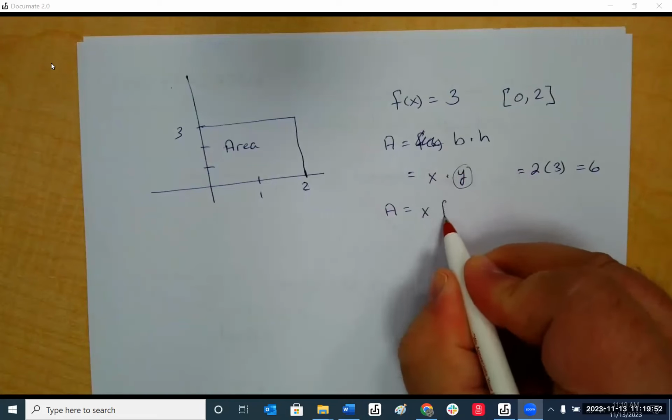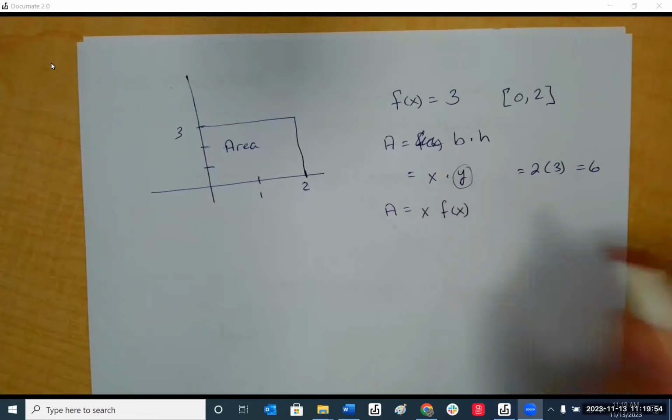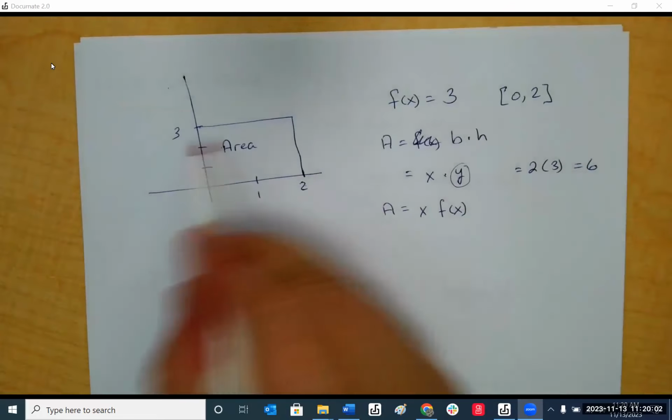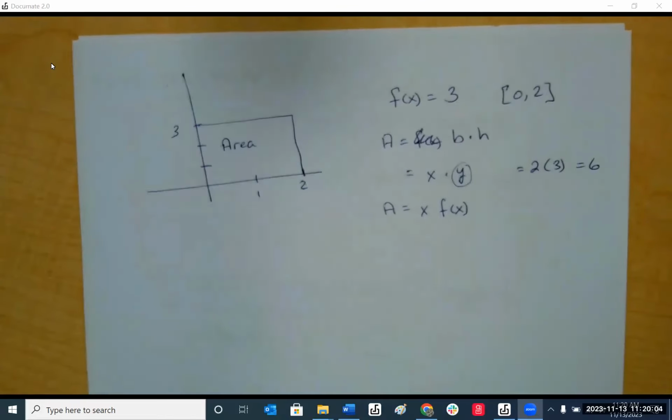Using function notation, y is f of x. Again, if we have straight lines, this is what we need. It's all we need.